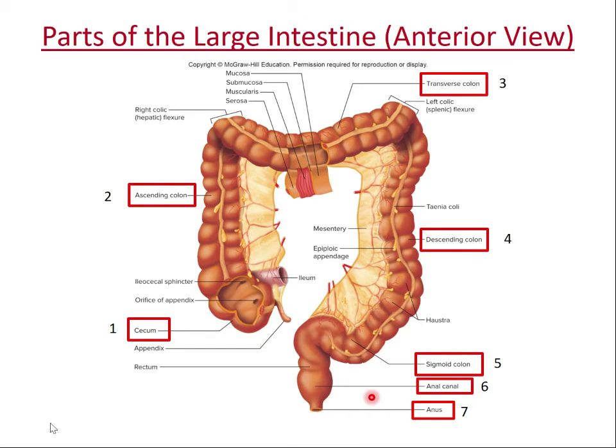Here's a representation of the parts of the large intestine. It starts at the cecum, and then you have this ascending colon. This is the arrangement of the large intestine in our body. So you have an ascending colon, then you have a transverse colon, you have a descending colon that goes into a sigmoid colon, an S-shaped colon that goes to the anal canal, followed by the anus.